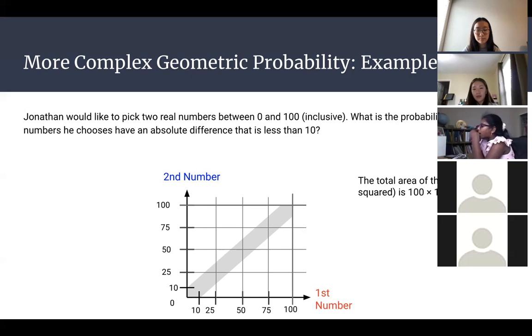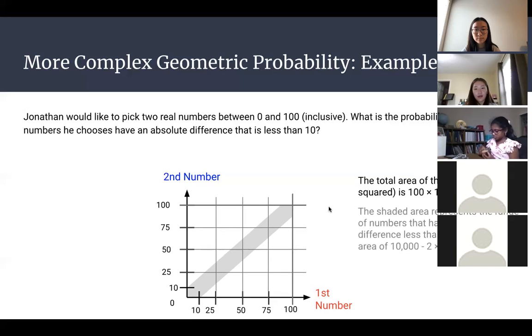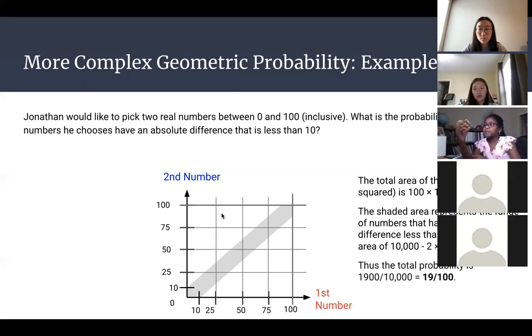So we do the same thing we did last time. We know the total area is 10,000. Then we subtract the area of the two triangles, where the side length of the triangles is 100 minus 10, which is 90, and there are two of them. We subtract that from 10,000 and find that the area of the gray part is 1,900. Then we do 1,900 over 10,000, which is just 19 over 100.